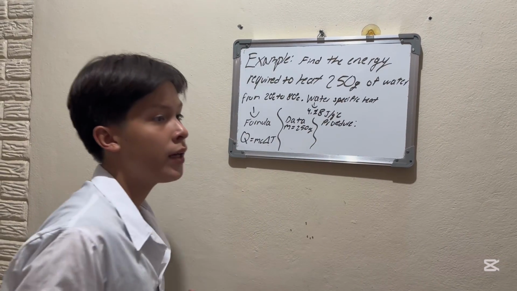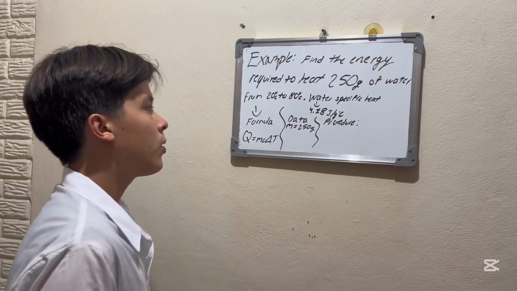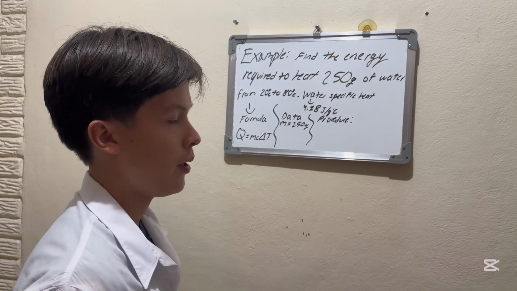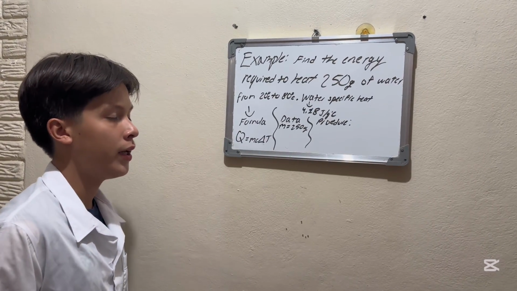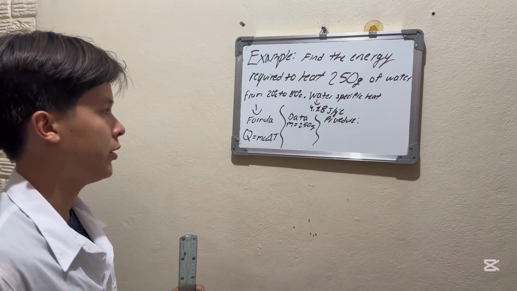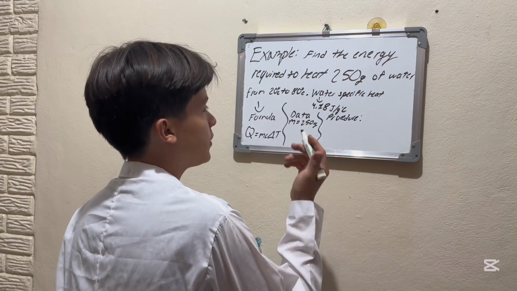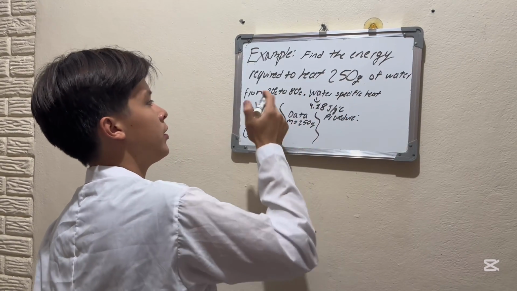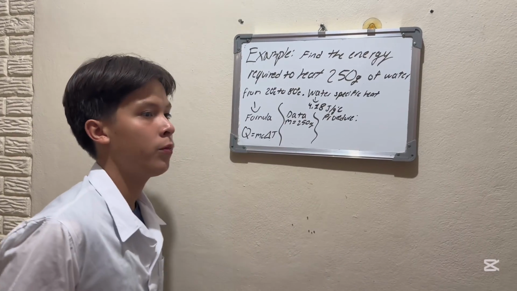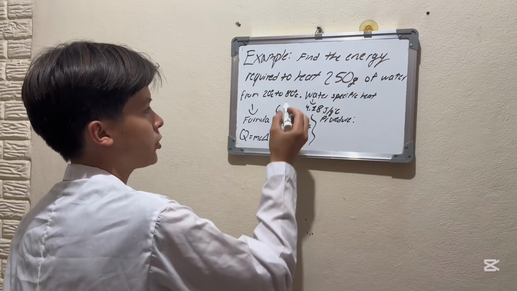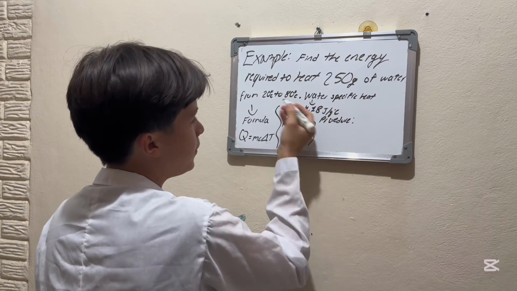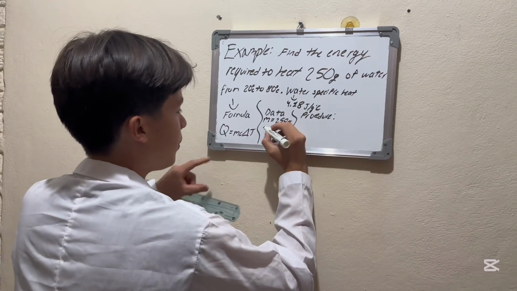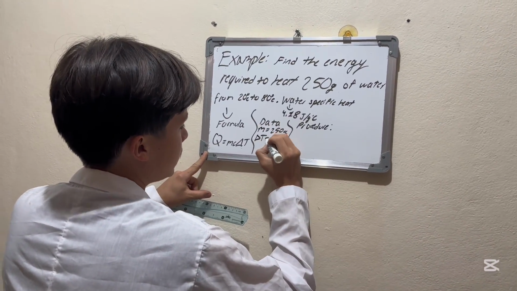Now we need to get the change in temperature. To get the change in temperature, we need to make a subtraction: the final temperature minus the initial temperature. In this case, the final temperature is 80 degrees Celsius, and the initial temperature is 20 degrees Celsius. So we need to subtract 20 from 80, which is 60, because 80 minus 20 is 60. So the change in temperature is 60 degrees Celsius.